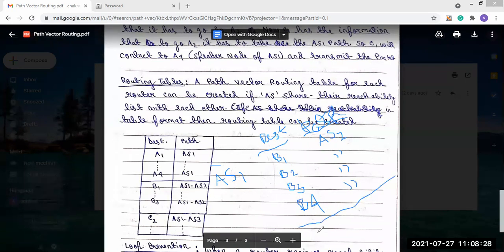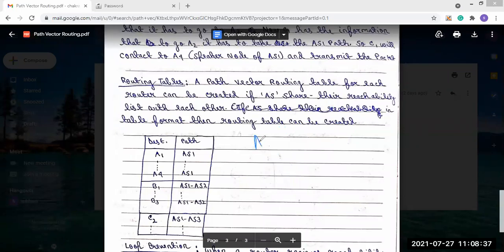Next, we'll consider A1, A2, A3, A4. Now, what is the path with respect to autonomous system 2? It will be AS2 to AS1. Same for A2, it will be AS2 to AS1. A3 also, AS2 to AS1. A4 also, it is AS2 to AS1.